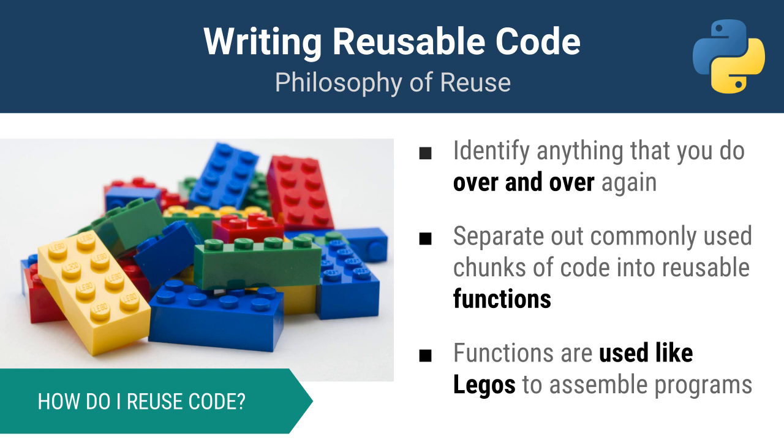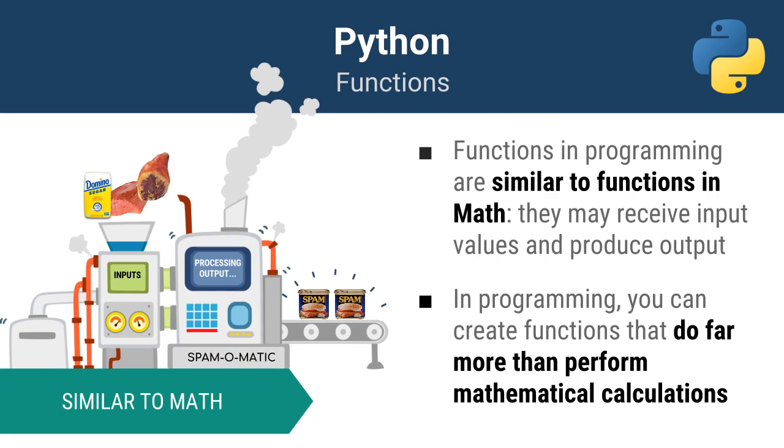You first must be on the lookout for tasks that you perform time and time again in your programs. Once you've identified something you do over and over again, you will separate the code that performs that task out into something we call a function. We will talk more about functions in a moment, but for now, just understand that functions are kind of like programmers' version of Legos. We can use pre-existing functions to assemble larger programs together, similar to how you might create something awesome using pre-existing Legos.